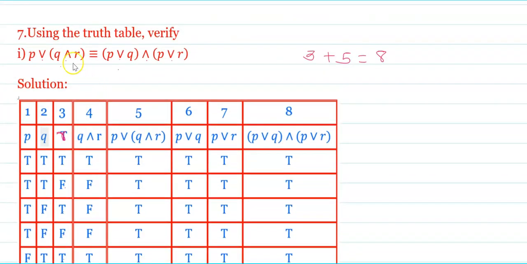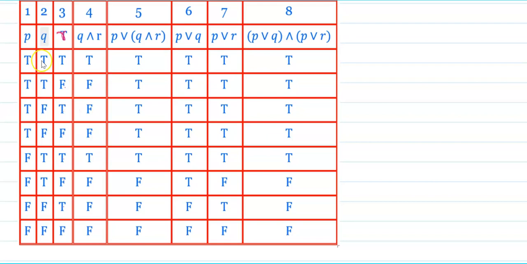Okay, first find out the Q and R. Now the and between the second and the third. T and T is T, T and F is F, F and T is F, F and F is F. T and T is T, T and F is F, F and T is F, F and F is F.